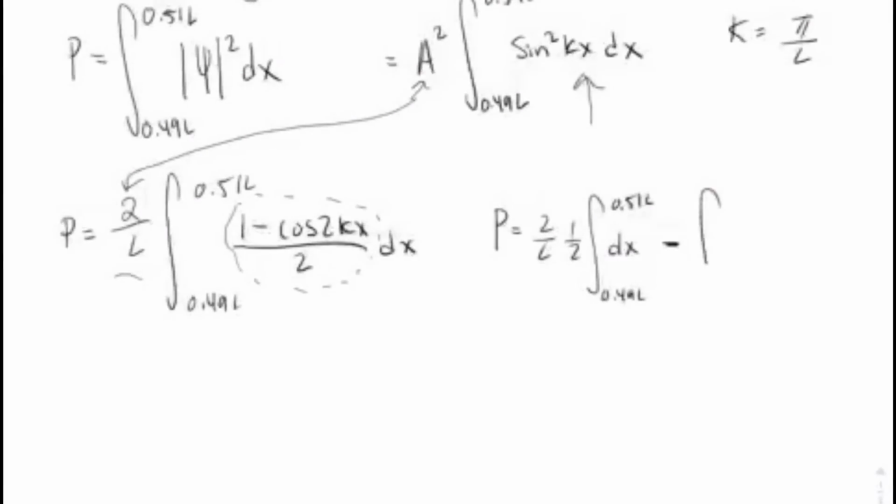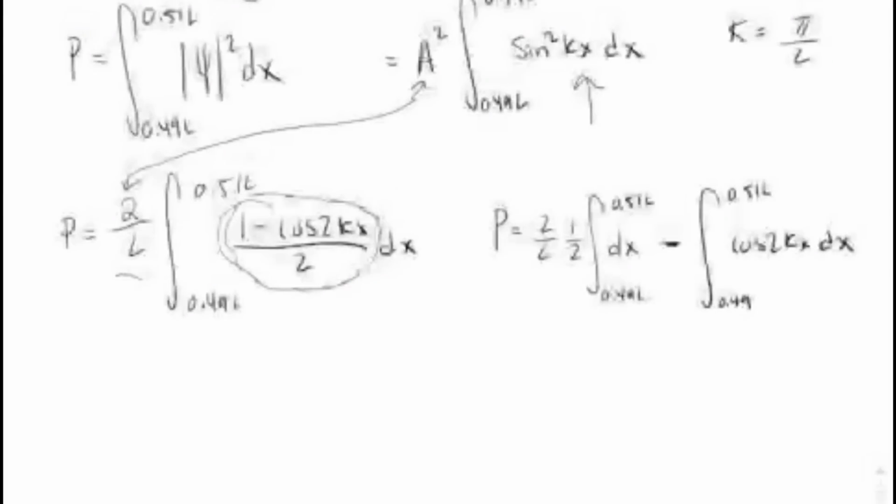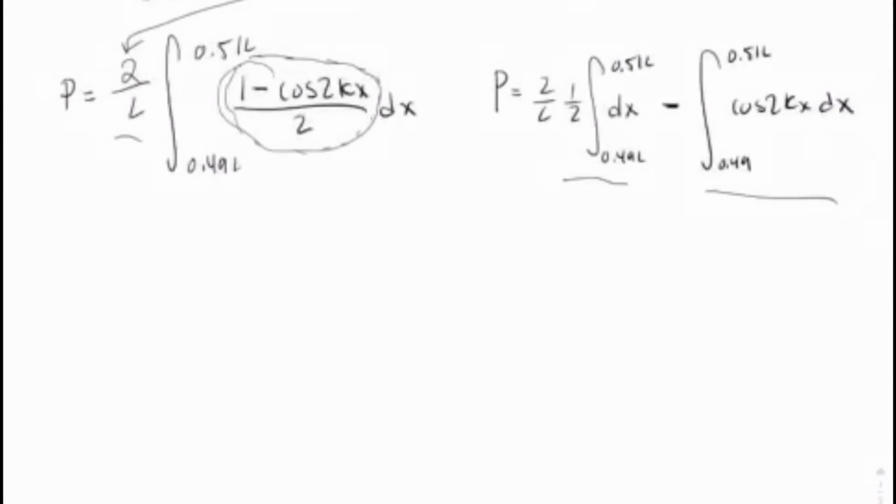minus, again we can break up the integral because it's subtraction, the cosine 2kx dx over here. So we just simplified. So we pulled out the 1 over 2 from the integral over here. So you're able to just have 1 minus cosine 2kx. So now we have two integrals that are fairly simple to solve. So now we can go ahead with the next step.